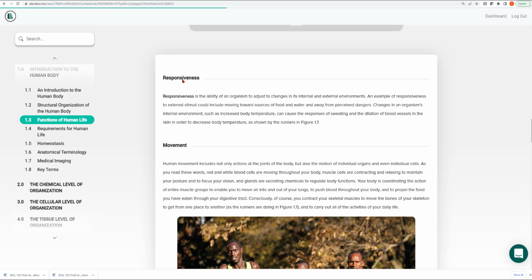If we're hungry, we eat. If we're thirsty, we drink. And your body responds to all of those things. If you have a pebble in your shoe, you take your shoe off and get rid of the pebble because your body's going to respond to that painful stimulus as you step on that pebble. So all living things respond to their environment.